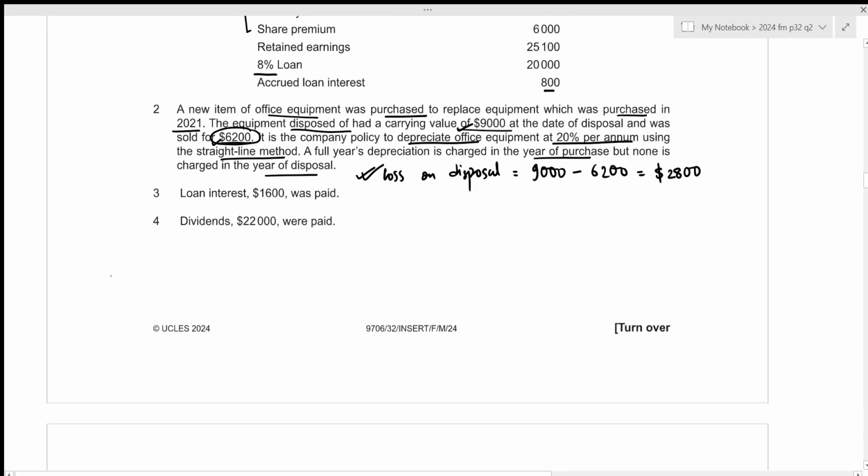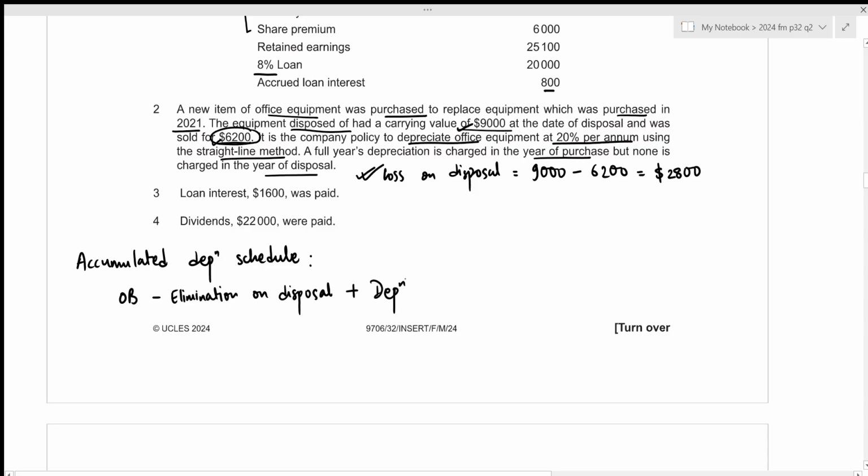Okay, so this one is again the schedule of non-current asset, but only remember the provision for depreciation or the accumulated depreciation part. So what we do, I'm just going to write down the accumulated depreciation here. So this can be regarded as the accumulated depreciation schedule. What we do is we start with the opening balance of our accumulated depreciation. Then if there is any disposal during the year, we also need to eliminate the disposed accumulated depreciation. So this will be elimination on disposal. Then we need to add the depreciation charge for the year. And this will give us the closing balance.